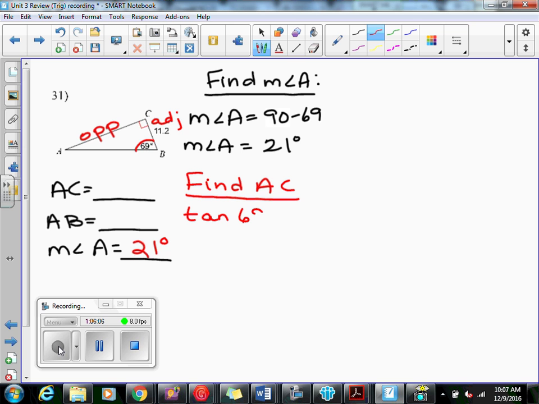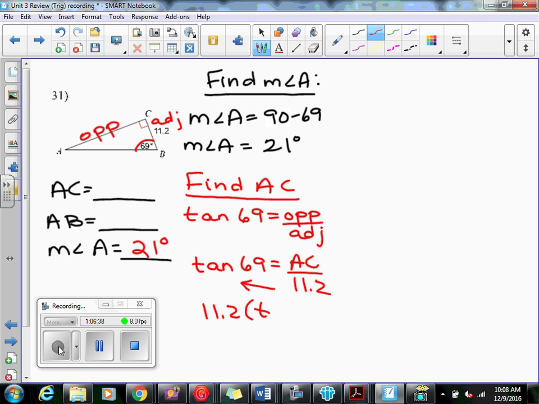So the tangent of 69 equals opposite over adjacent. And then we're going to plug in. The tangent of 69 equals opposite, which is segment AC, over adjacent, which is 11.2. What do we do? Multiply... okay, you mean tangent 69? Yeah. So you're going to cross multiply. You're going to multiply that 11.2 times the tangent of 69 equals AC. Now put that in the calculator. What do you get? 11.2 times the tangent of 69. Is it 29?